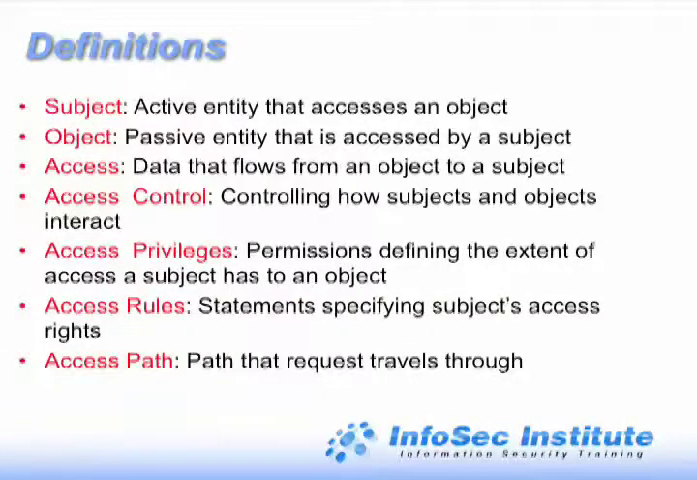So, okay, definitions. These are something that you basically just need to burn into your brain. Subject: this is an active entity that accesses an object. This could be a user or an individual. It could be a piece of software or an application or process. Object: a passive entity that is being accessed by a subject. Access is data that flows from an object to a subject.